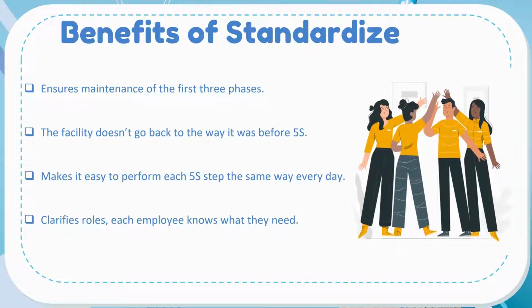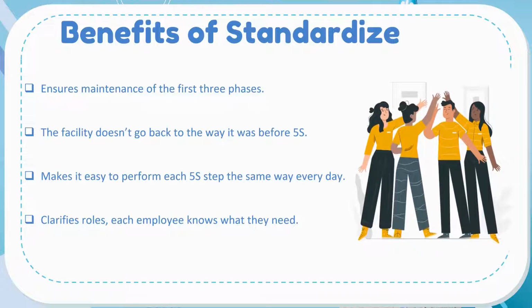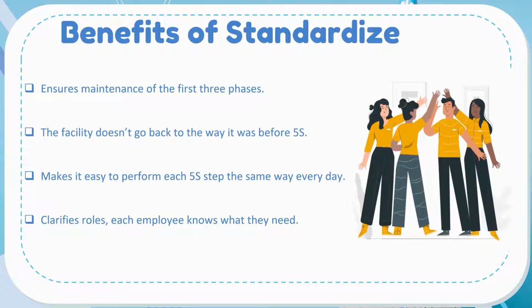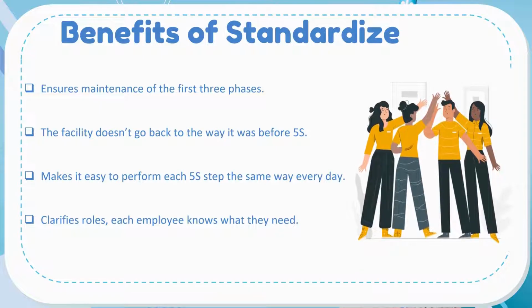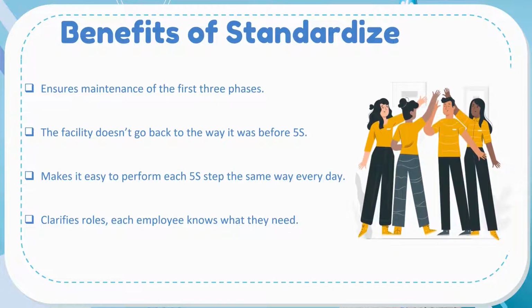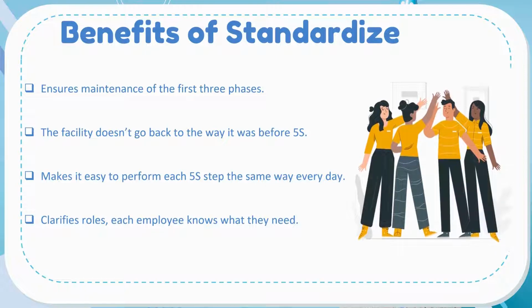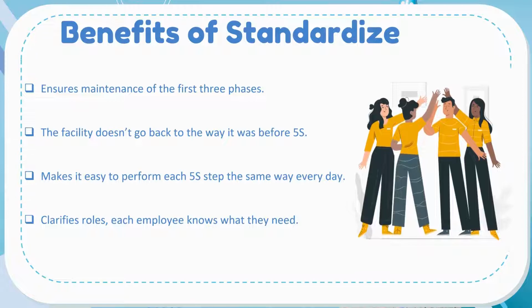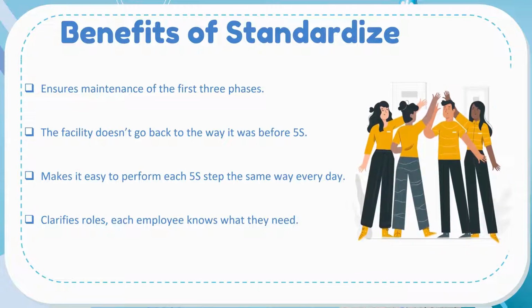In conclusion, Standardize is the 5S step which helps make sure the first 3 steps are maintained daily. This way, the workplace doesn't slip back into the old conditions. The checklists and 5S maps used in Standardize will ensure employees know their role in 5S implementation, making it easier to implement.